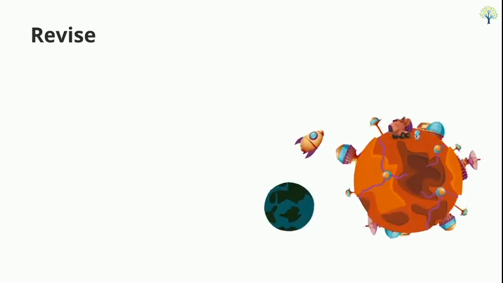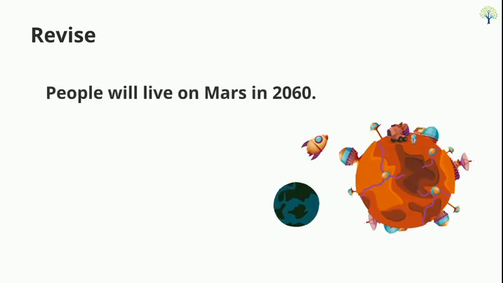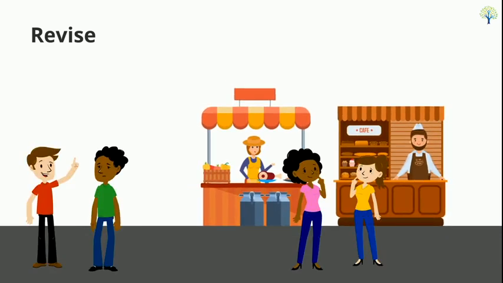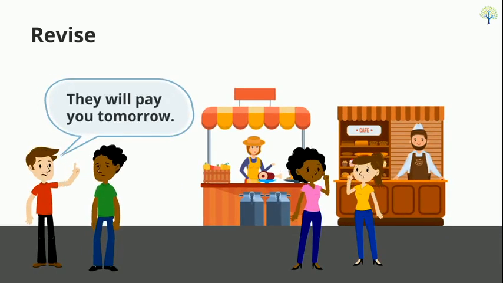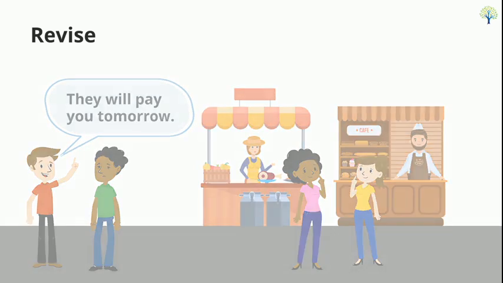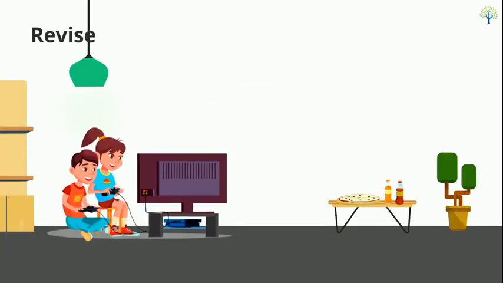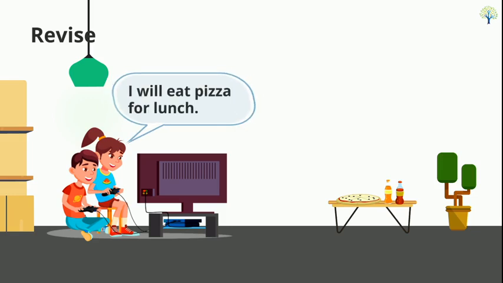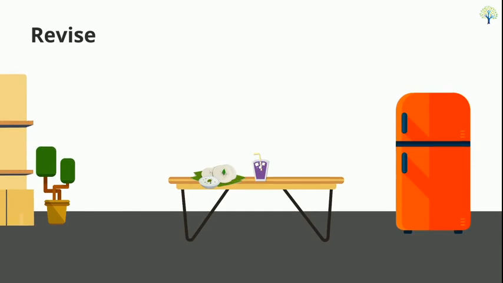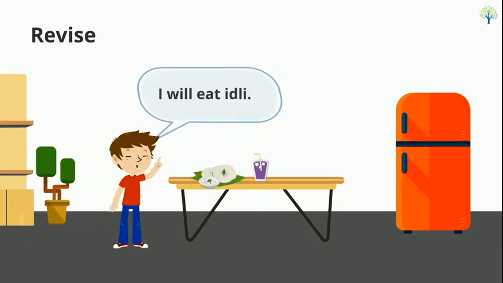To make predictions, for example, people will live on Mars in 2060. To make promises, for example, they will pay you tomorrow. To make on-the-spot decisions about the future while speaking, for example, I will eat pizza for lunch. For the decisions you make, for example, I will eat idli.